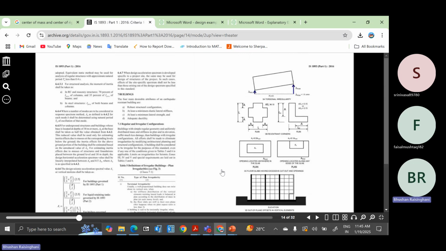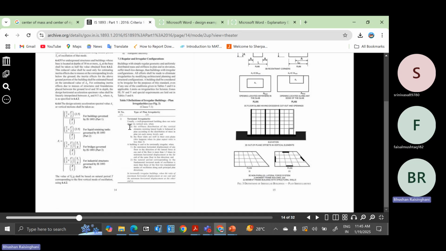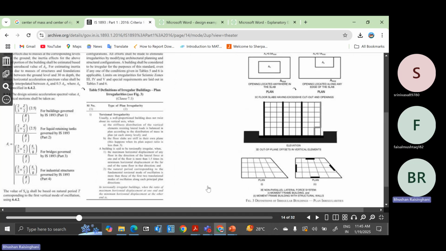So in various irregularity cases, it has been mentioned there is a plan irregularity, in which the first irregularity is the torsional irregularity that we will go through. The full detailed session is on the YouTube channel and on my website. For a well proportioned building, what is a well proportioned building? Stiffness distribution of the vertical elements resisting lateral loads is balanced in plan according to the distribution of center of mass in plan, and the floor slabs are stiff in their own plane. Then it is a well proportioned building. So they have defined what is a well proportioned building.